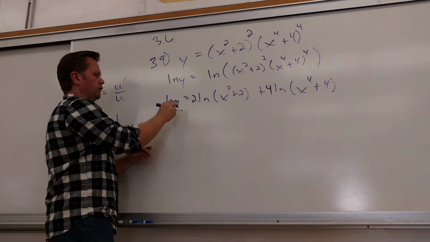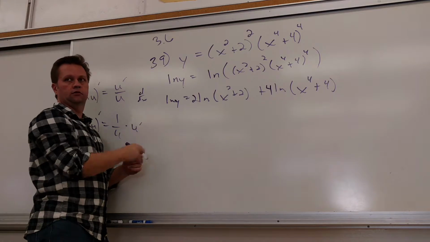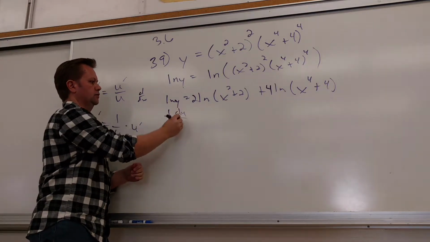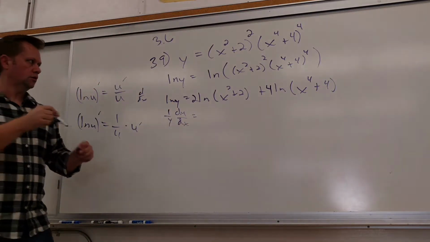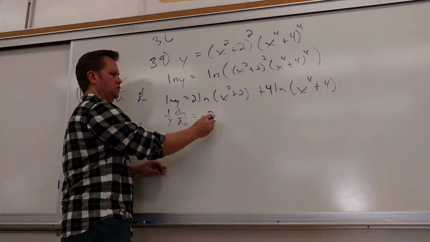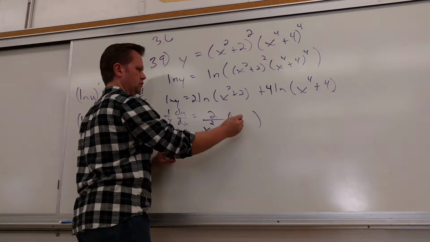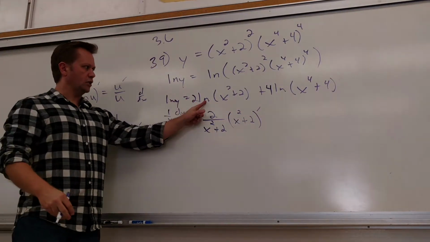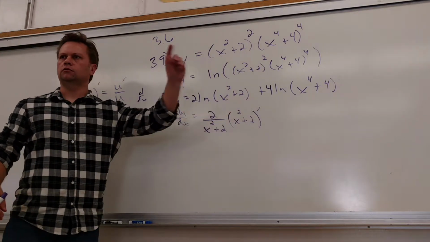So when I take the derivative of ln of y, so now I'm going to do d by dx to both sides. 1 over y, dy dx, or y prime, really, if you want to, because they only got y and x in here. Equals 2 over x squared plus 2, times 2x, the derivative of x squared plus 2. Let me just write the rule out a little bit. So the derivative of the natural log of something is 1 over the thing inside. And then the thing inside gets a turn.